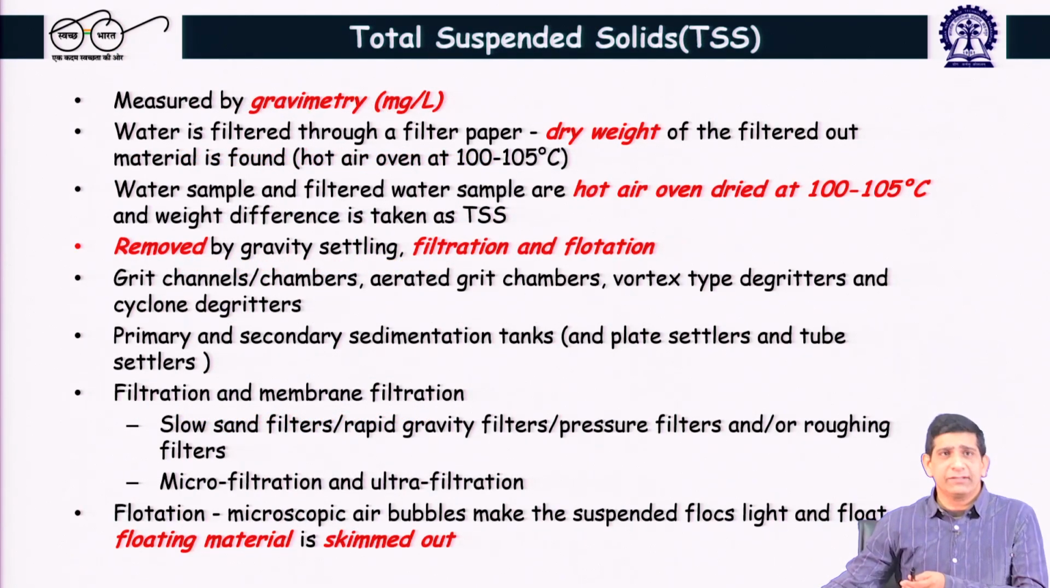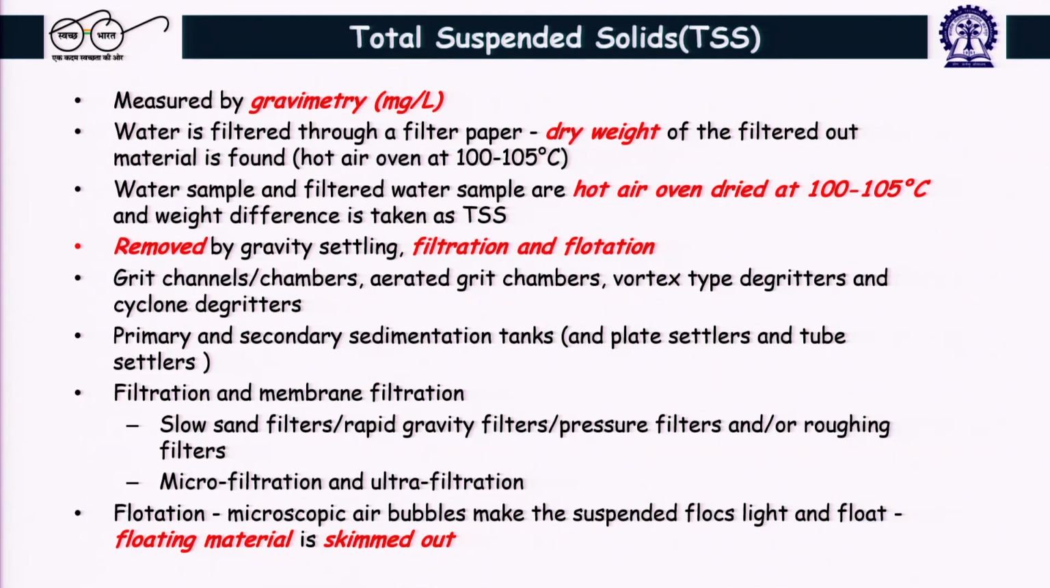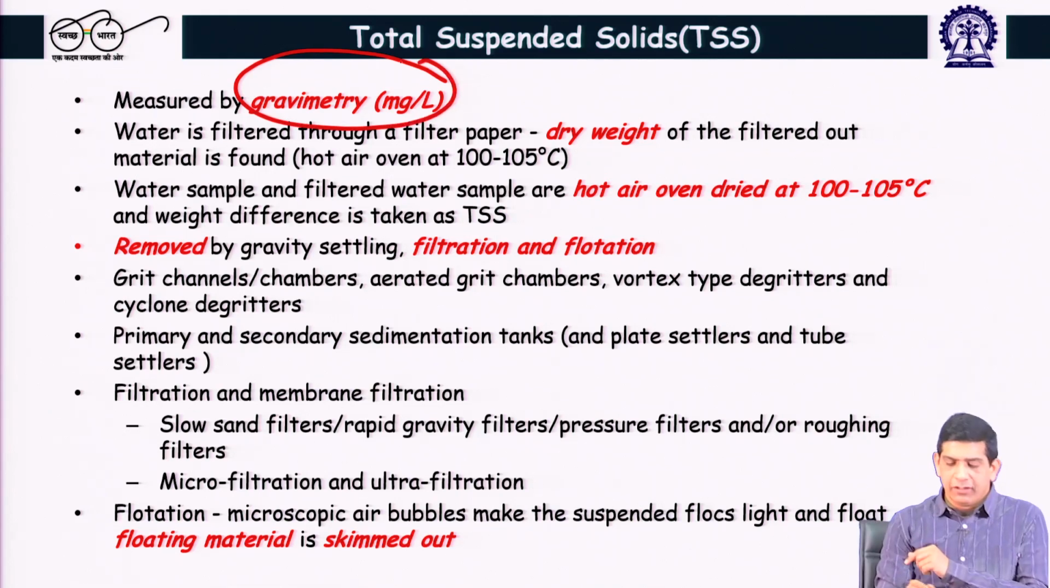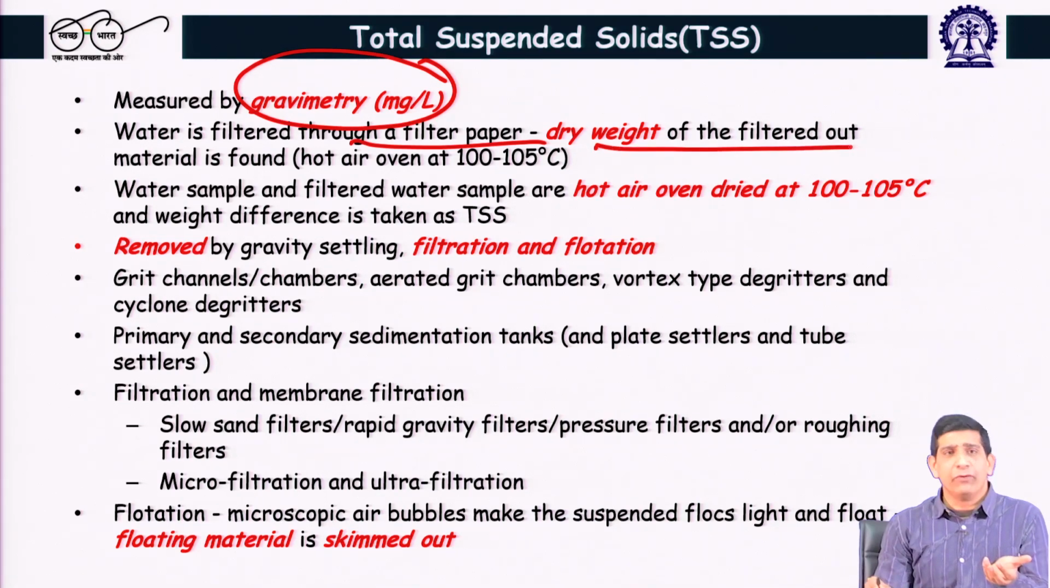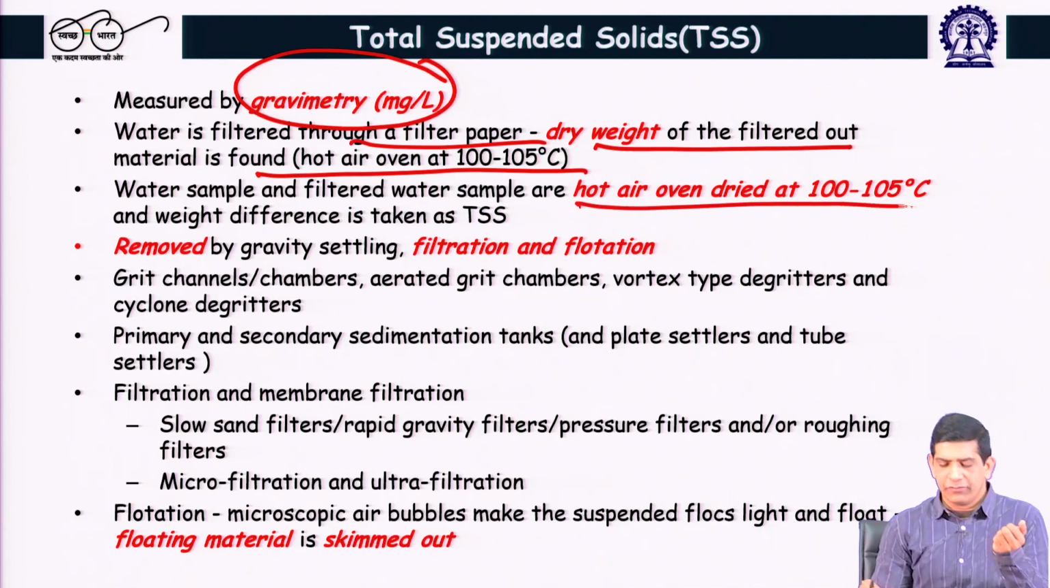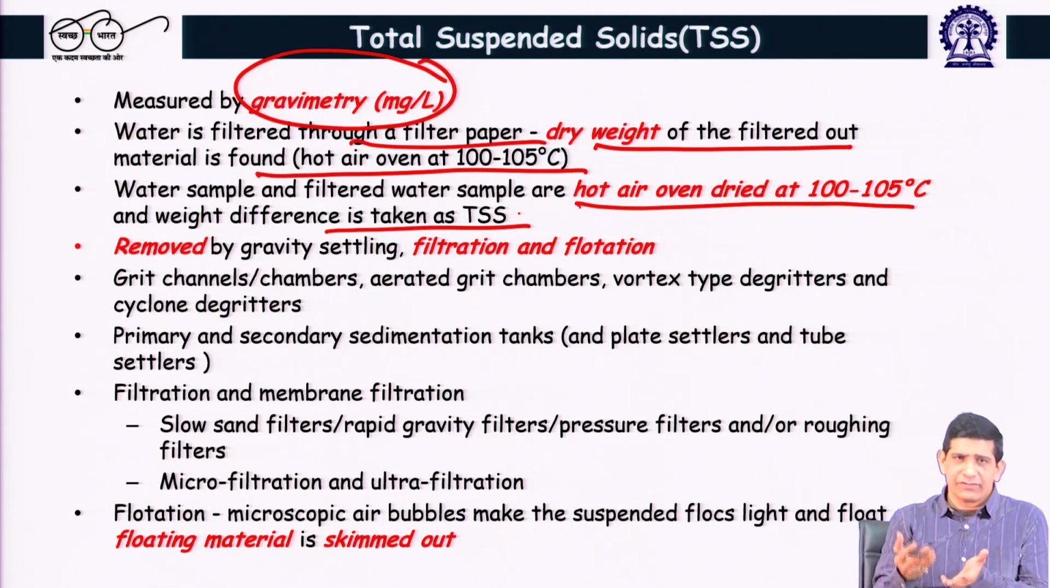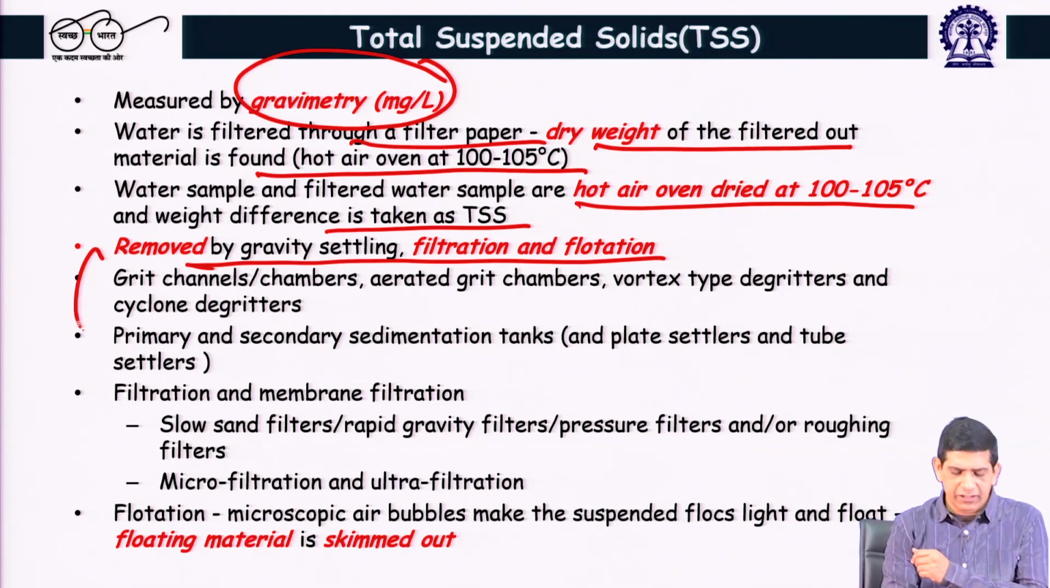We also look at the suspended solids. These will give us mostly inorganic material. You can do it gravimetrically, in milligrams per liter. Water is passed through the filter paper. How do we get the suspended solid? You take the dry weight of the filter, pass the water through, and then put it in the hot air oven, so all the moisture will evaporate. Then you take the final weight, and whatever is the increase in weight gives you the total suspended solid. Whatever was suspended got into the filter paper, you dried it, took the weight again, and the difference gives you how much suspended solid there was, and then you can relate it to the volume of water. These are removed by gravity, filtration, flotation, grit channels, primary sedimentation and all that we talk about.